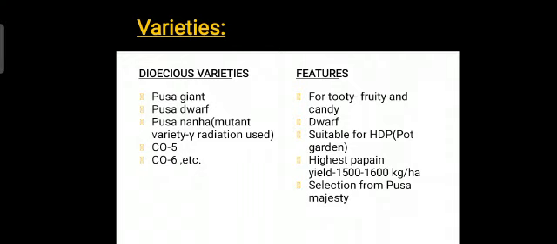Dioecious varieties of papaya. Pusa Giant, which is used for tutti frutti and candy. Pusa Dwarf, which is a dwarf papaya variety. Pusa Nanha, which is a mutant variety based on gamma radiation and is suitable for high density plantation or pot garden. CO5, which is a high papain yielder and has approximately 1500 to 1600 kg per hectare papain. CO6, which is a selection from Pusa Majesty. Both CO5 and CO6 are from Coimbatore, Tamil Nadu.